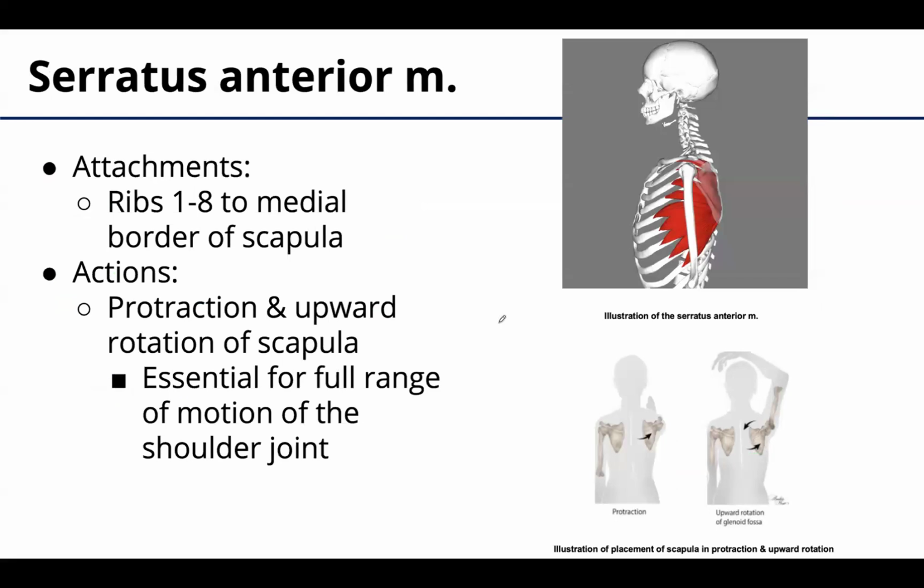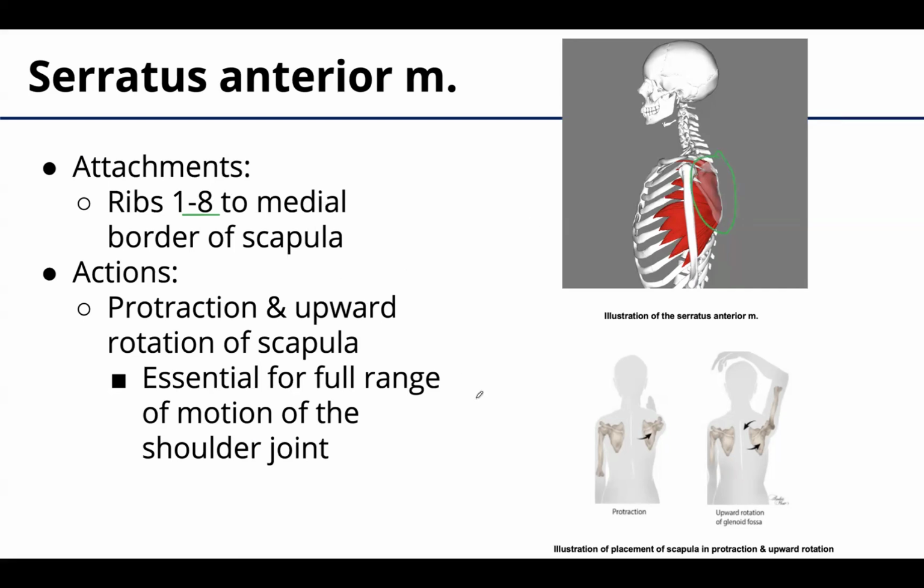The last muscle we're going to discuss is the serratus anterior, and it's named because it has this serrated appearance. It looks kind of like a serrated knife. It has these individual attachments on these different ribs, ribs 1 through 8, and then it will go and attach onto the scapula. So again, this is another example of a muscle that does not cross the shoulder joint, so it will only affect the actions of the scapula.